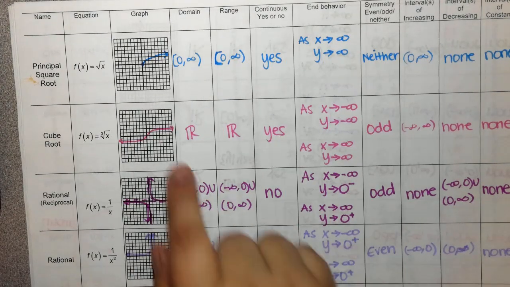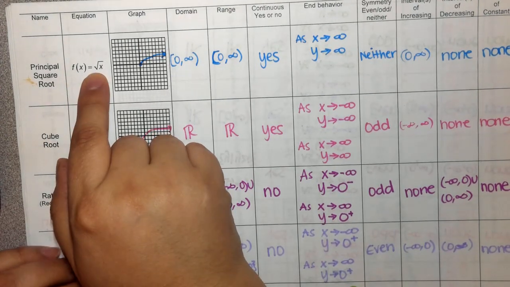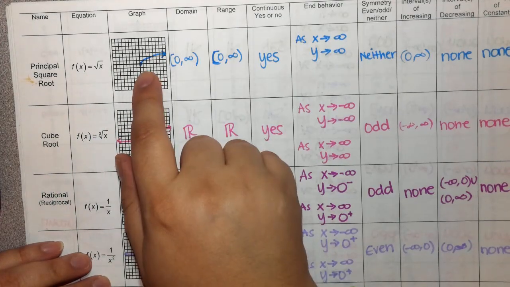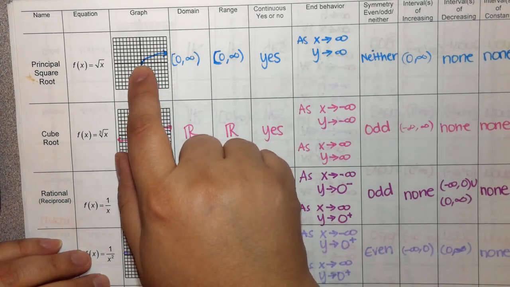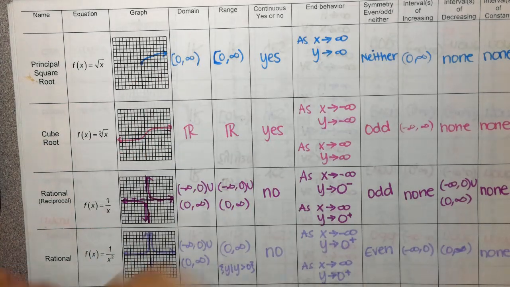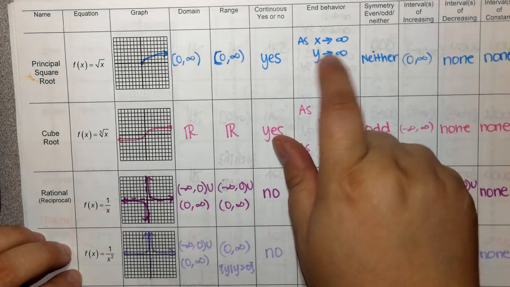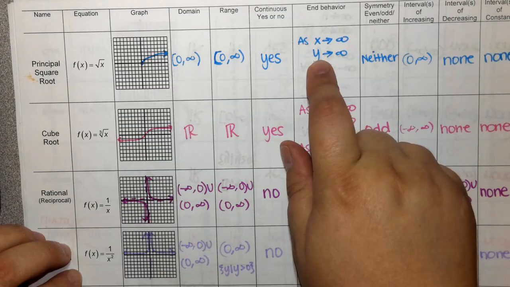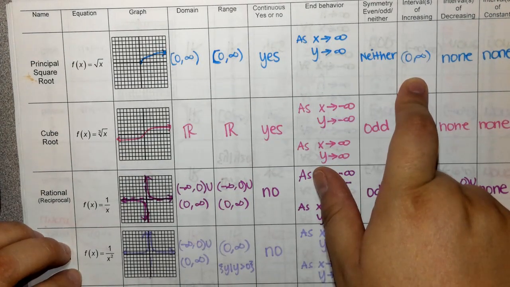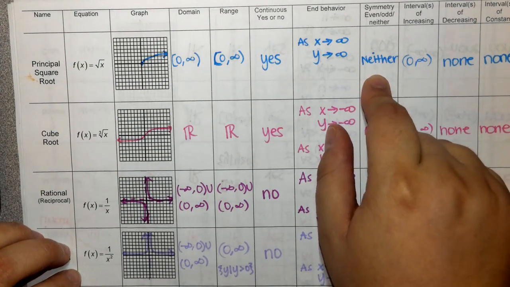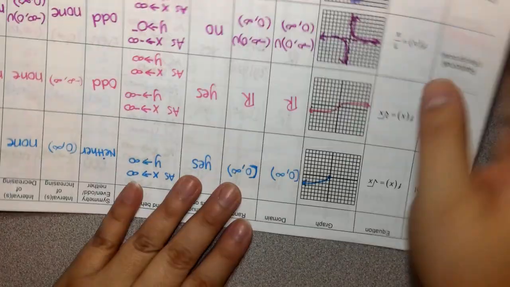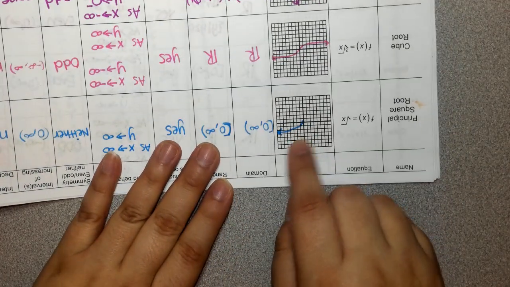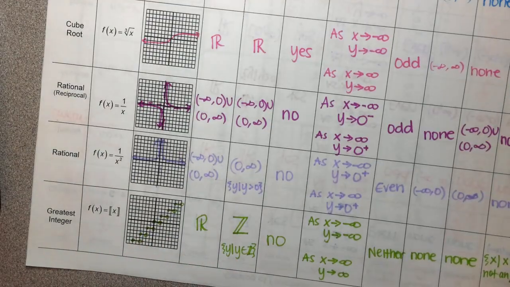All right. Principal square root is just the square root function. As a reminder, the domain is not all real numbers because it starts at the origin. And so because of that, it only has one arrow. You're only going to have one end behavior. This is only increasing, and it's not even or odd. It does not reflect across the y-axis. And if I turn this and rotate 180, is that the exact same picture? No. So that one would be neither.